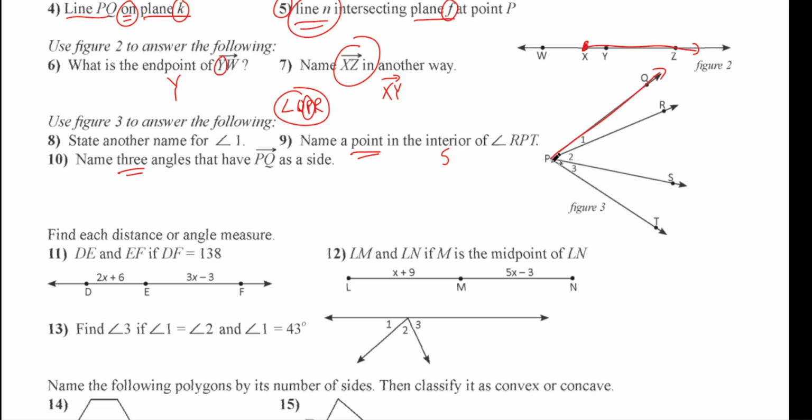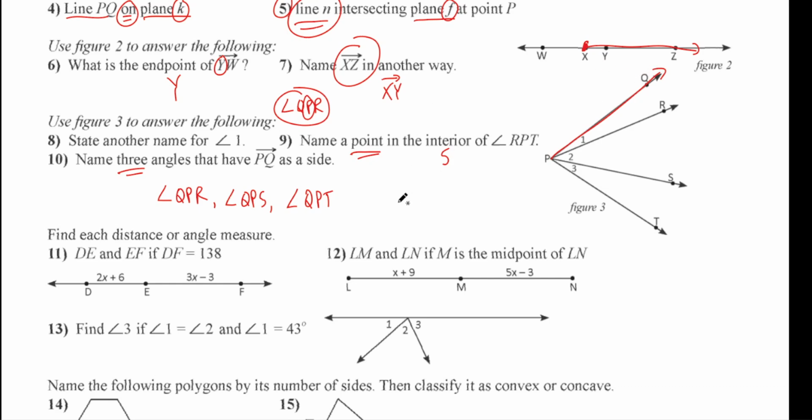I'm always going to go QP. Would you agree? Because this has to be in it. So it's going to be QP what? R. That's one angle, angle QPR. What's another one? QPS. That's a good one too. Angle QPS. And what's another one? QPT. Right, that's another one. Angle QPT. I think that's all of them. I don't think there are any other angles here. There are no more angles that have that as a side.